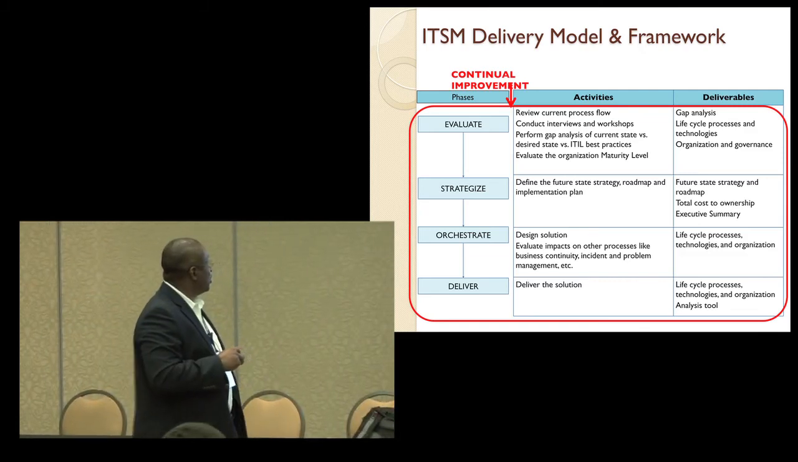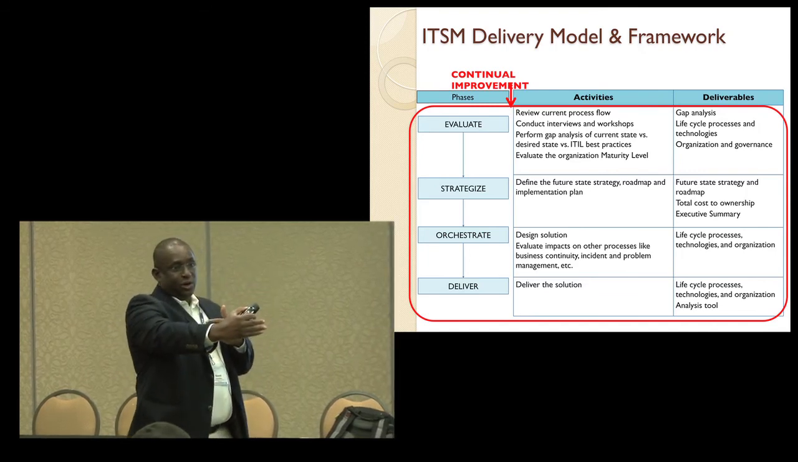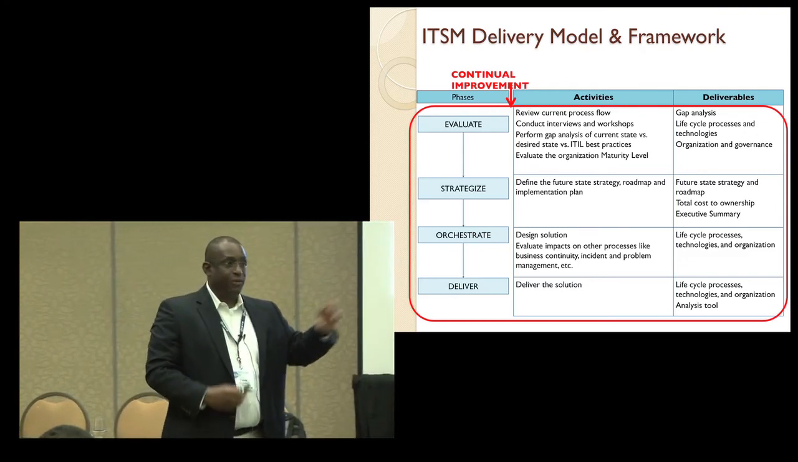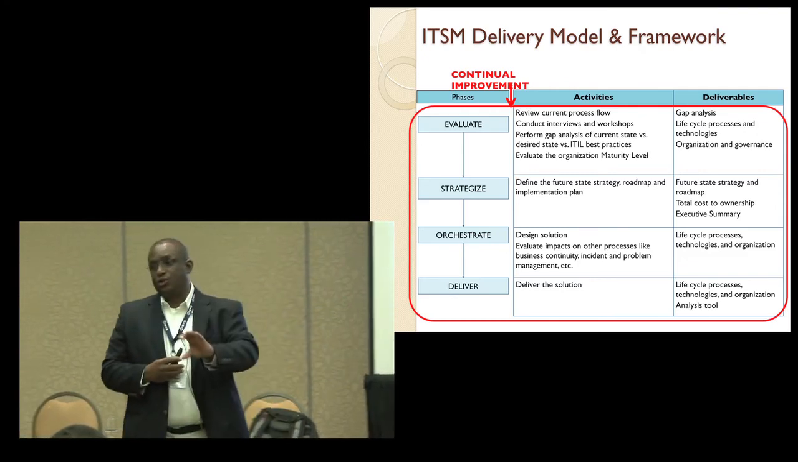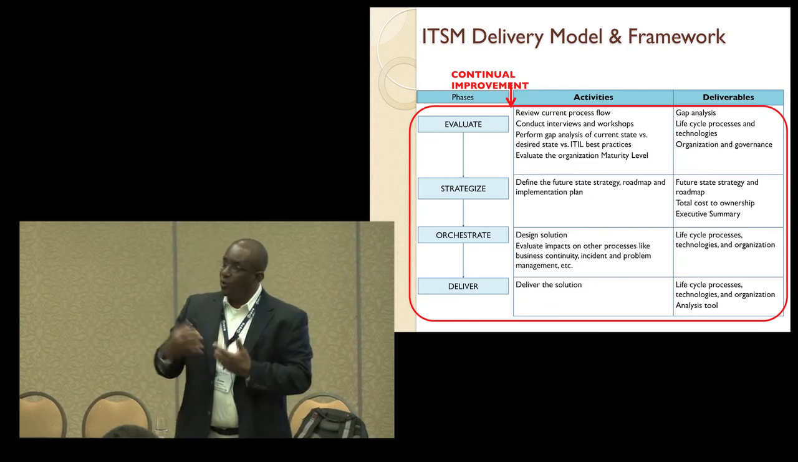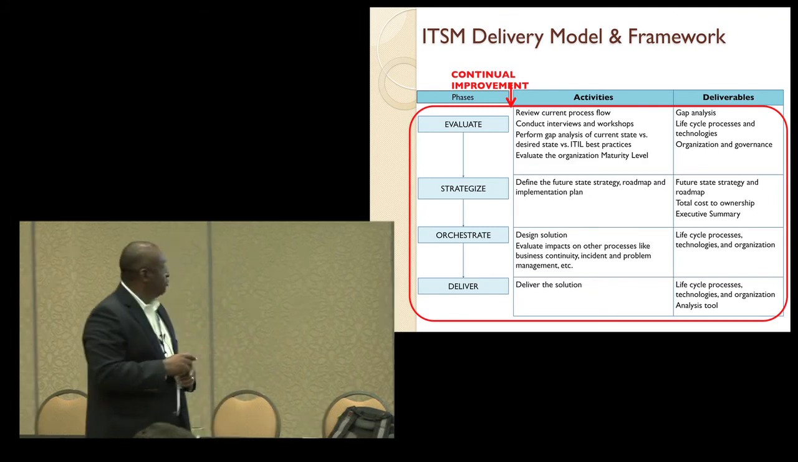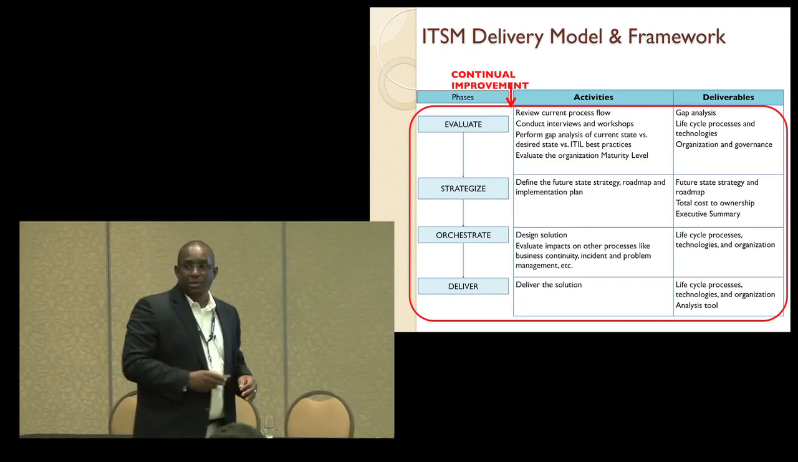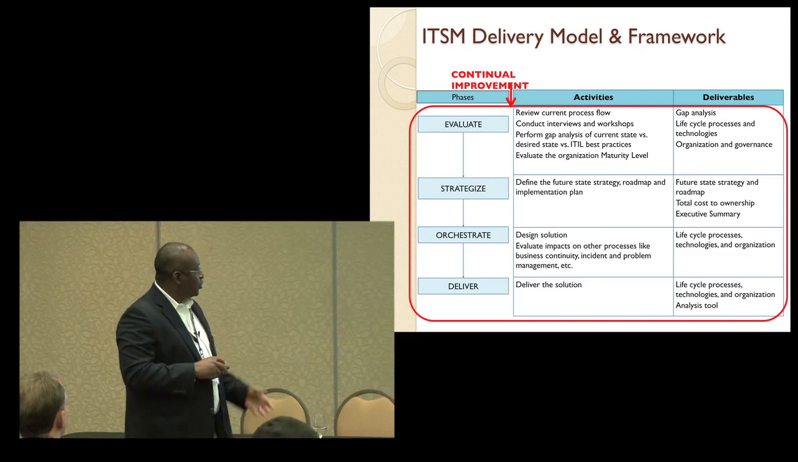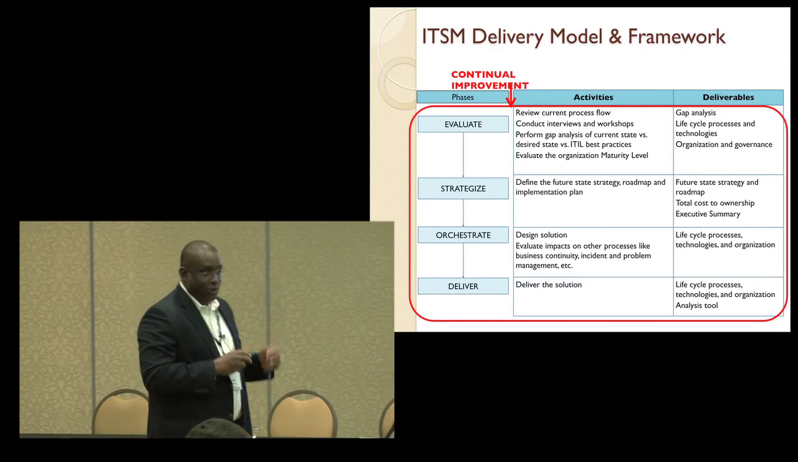The same thing happens with strategize, where we really want to look at where we want to be in the future. How are we going to apply the variances that we found with our organization and what the industry is doing, and really bring that into our organization so we can be successful? Out of that come a future state strategy roadmap, total cost of ownership, and an executive summary. And as you can see, on and on, we go to orchestrate, where we're designing the solution, and deliver, bringing that solution into play.